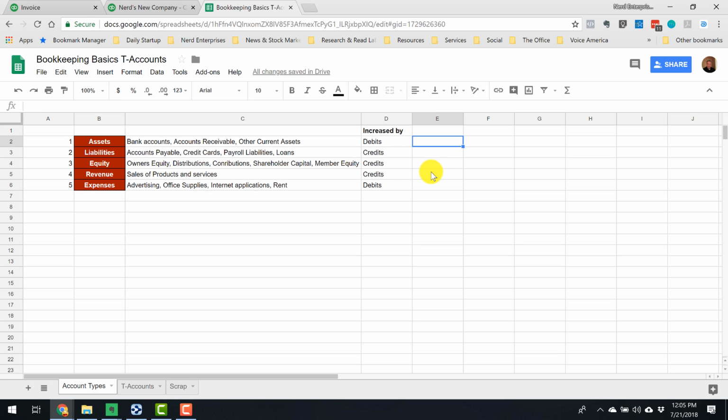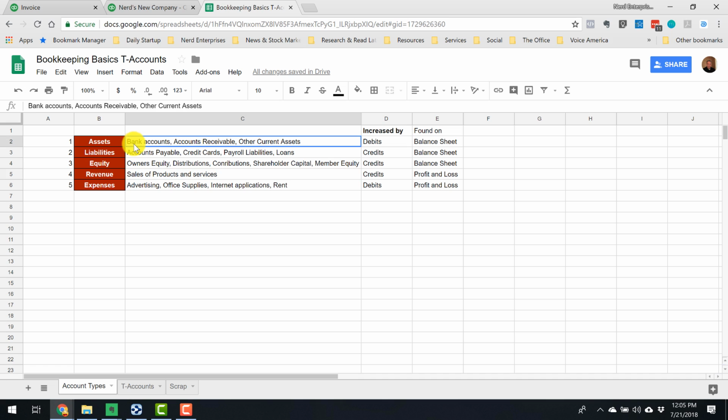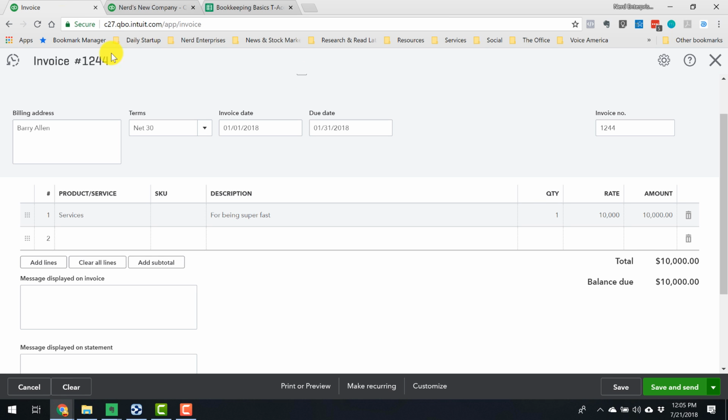So let's do this. Found on, because this will be a great little guide for you to keep handy as you're doing and practicing this kind of stuff. So this is all balance sheet, the first 3. This is profit and loss, the last 2. Okay, so we're going to increase revenue, increase accounts receivable. So we're going to see a change in both the balance sheet and the profit and loss this time.